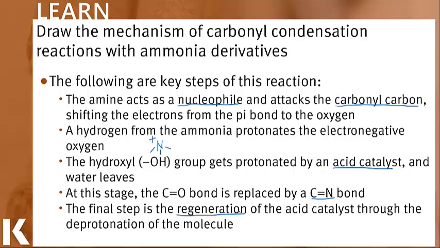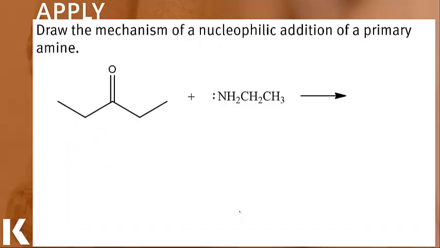Let's actually draw a couple of mechanisms based upon these steps. For our first one, we're asked to draw the mechanism of a nucleophilic addition of a primary amine. When we look at our ammonia derivative, we see that it's got two hydrogens and one R group. This makes it a primary amine.